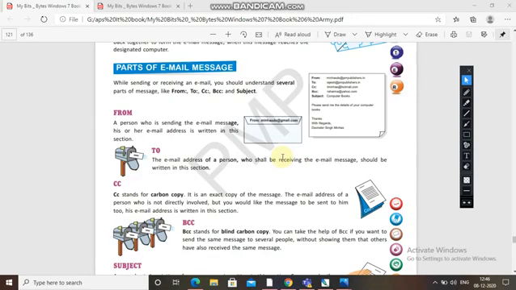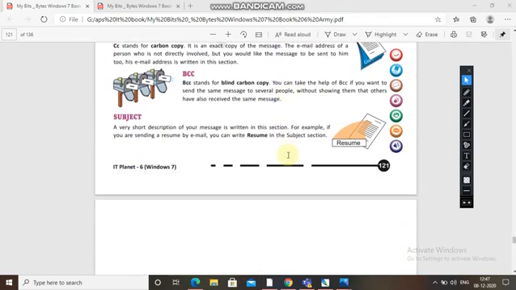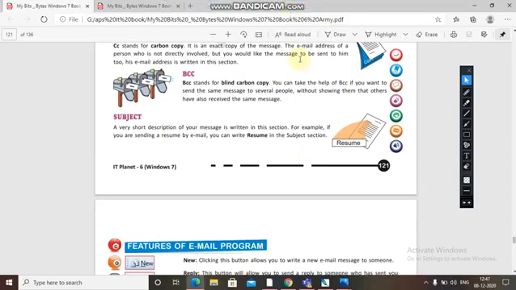Now BCC, blind carbon copy. You can take the help of BCC if you want to send the same message to several people without showing them that others have also received the same message. If you want to keep it safe so that others don't know that you have sent the same message to another person, you will write their address in BCC, blind carbon copy. Now Subject. A very short description of your message.